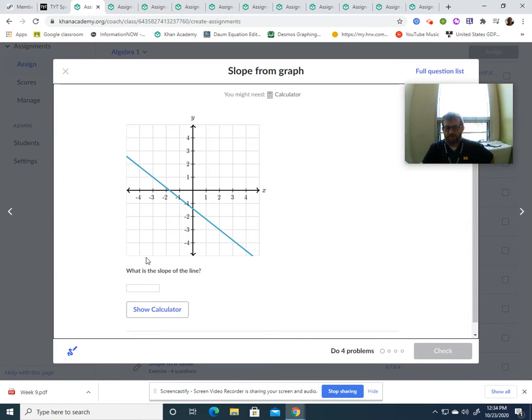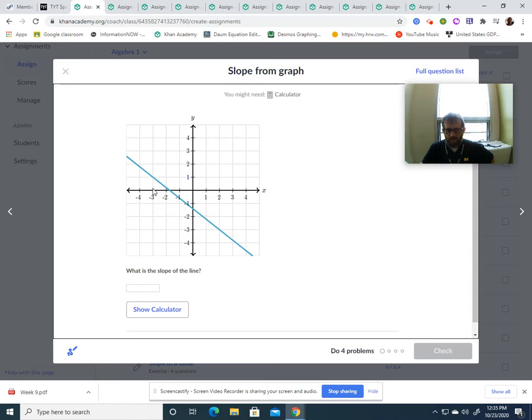Okay, what is the slope? Slope is change in y over change in x. So now what you're doing is you're looking for a couple of nice points that you can work with. It certainly looks like the line goes through the point negative 3, 1. And then another nice point appears to be over here, positive 2, negative 3.